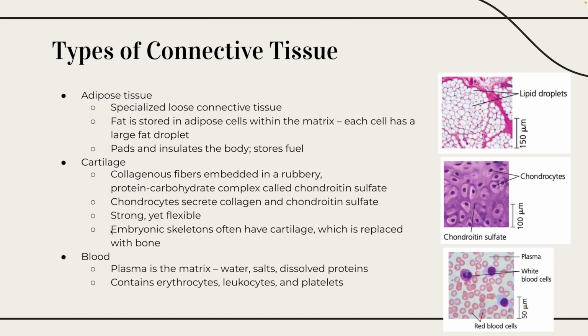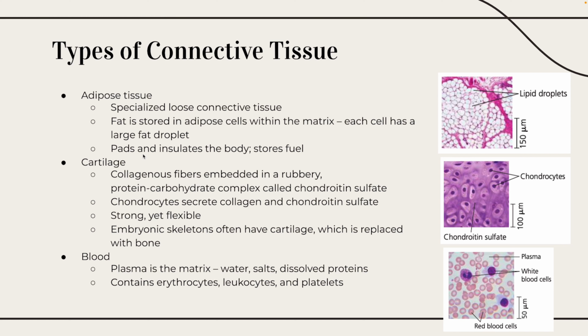So next up is adipose tissue, which is a type of specialized loose connective tissue. And in adipose tissue, fat is stored in adipose cells within the matrix, and each cell has a large fat droplet. So it's going to look a little bit like this. And in general, when you look at histology pictures like this, if you see a white space, there's usually some type of fluid or oil in it. And the purpose of adipose tissue is to pad and insulate the body, and it stores fuel.